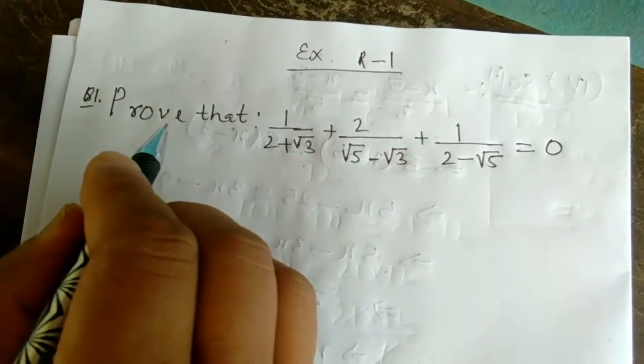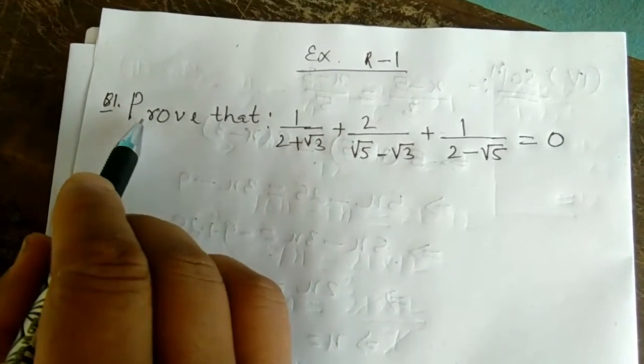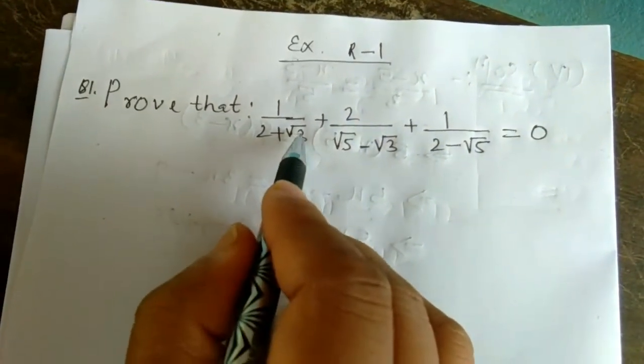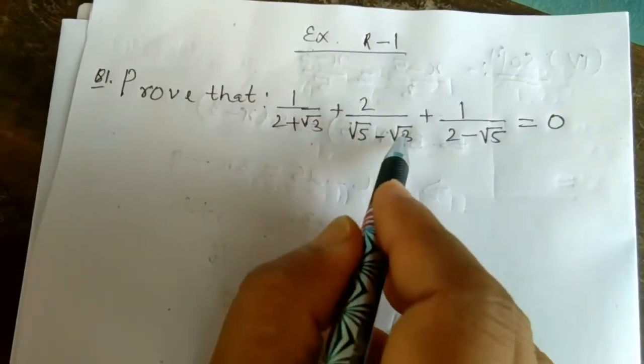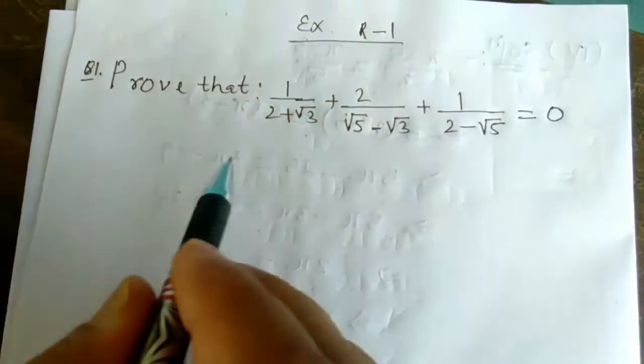Today again we are doing class 9 revision chapter. So first question number 1, prove that 1 by 2 plus root 3 plus 2 by root 5 minus root 3 plus 1 by 2 minus root 5 equal to 0. So how to prove this one?